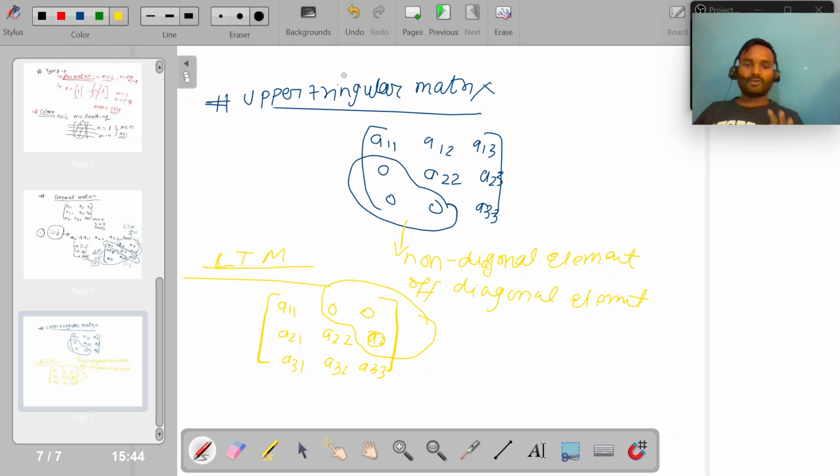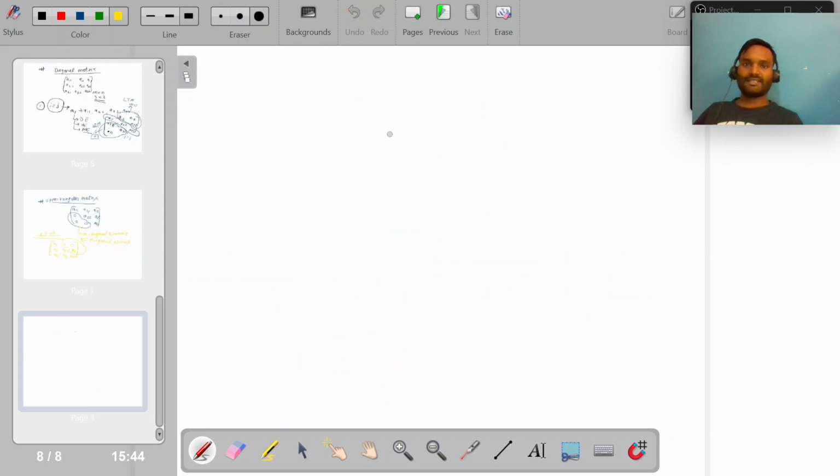Having studied some types of matrix, we will study some more types, like the null matrix. In a null matrix, all elements of the matrix should be 0.